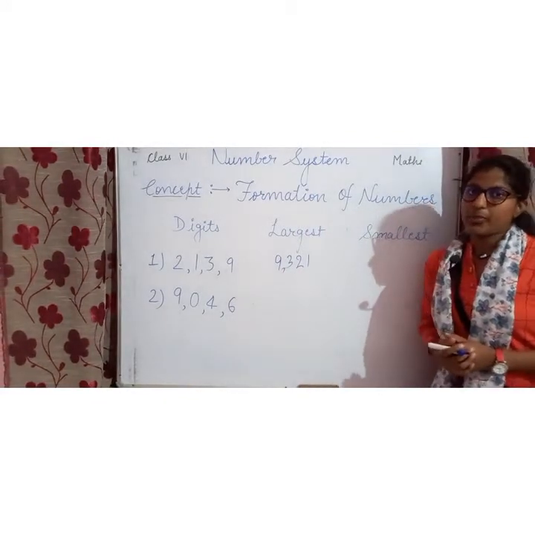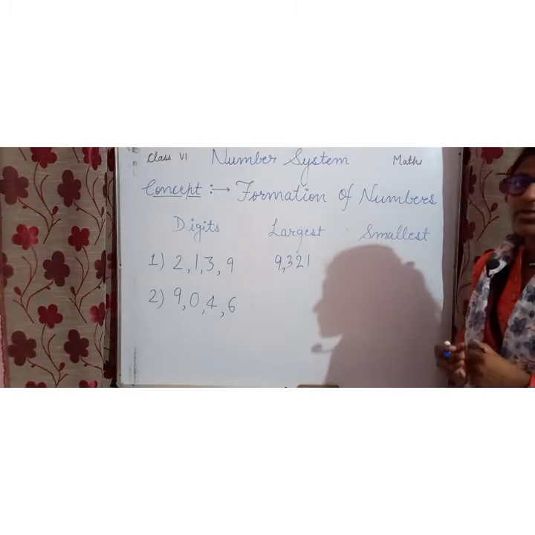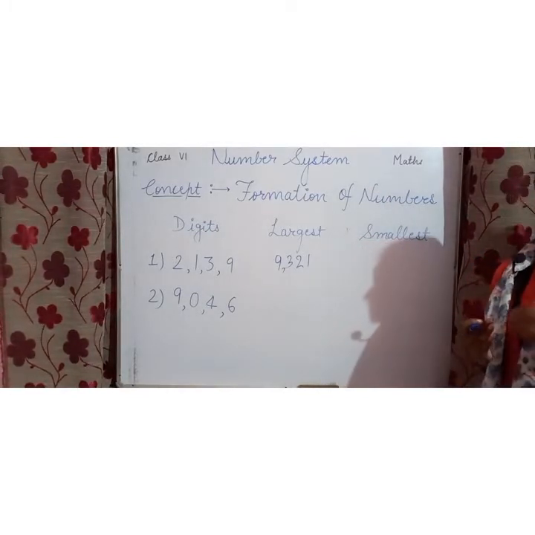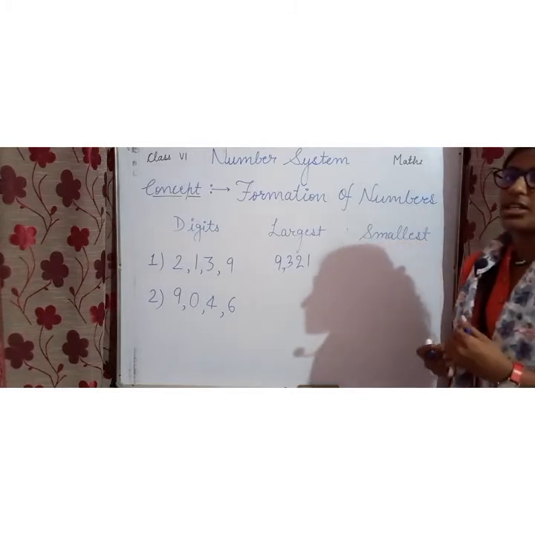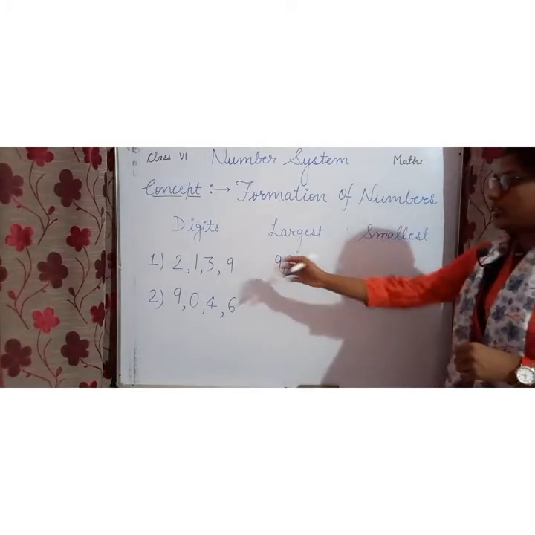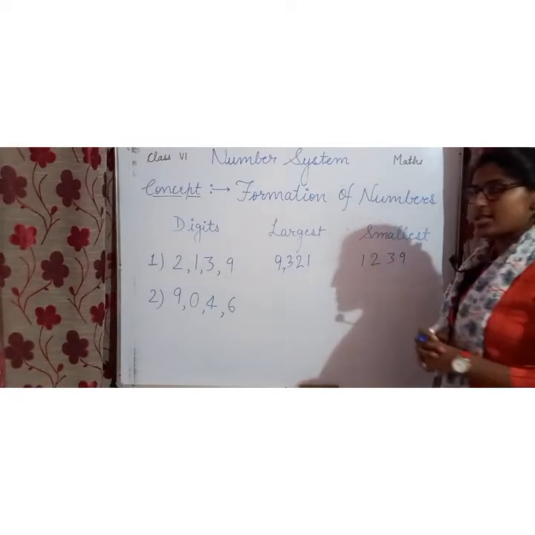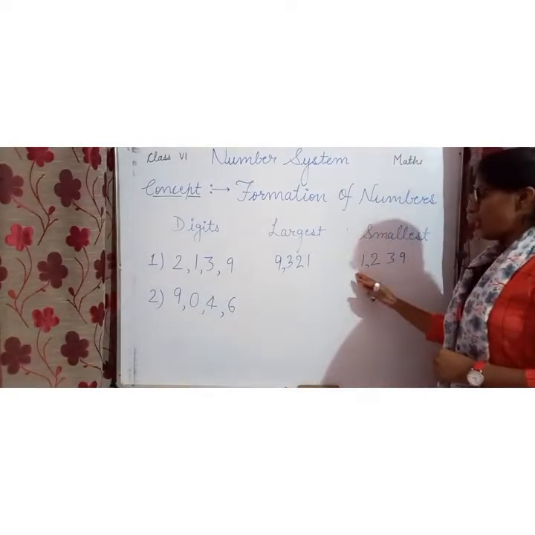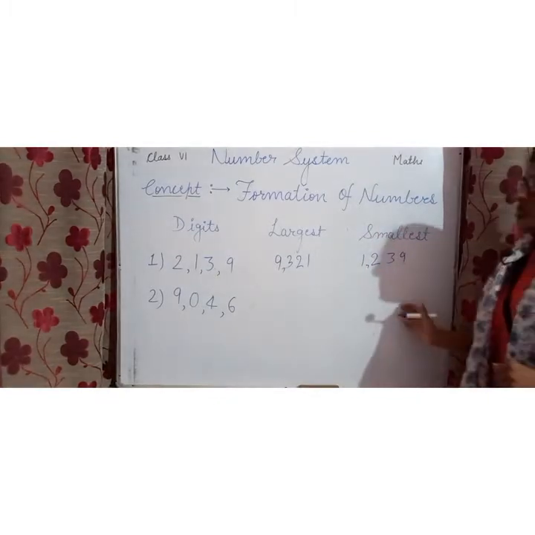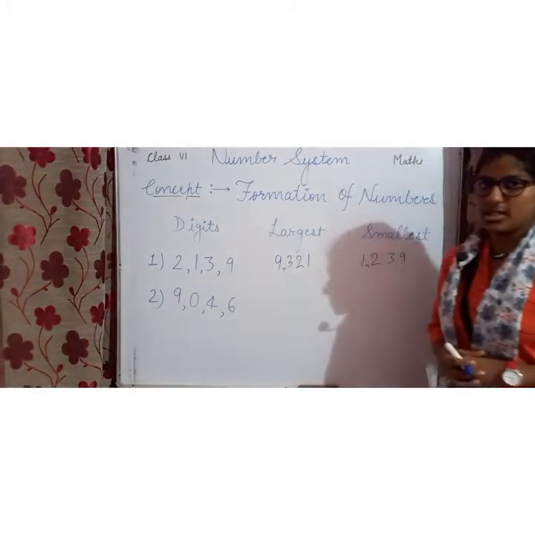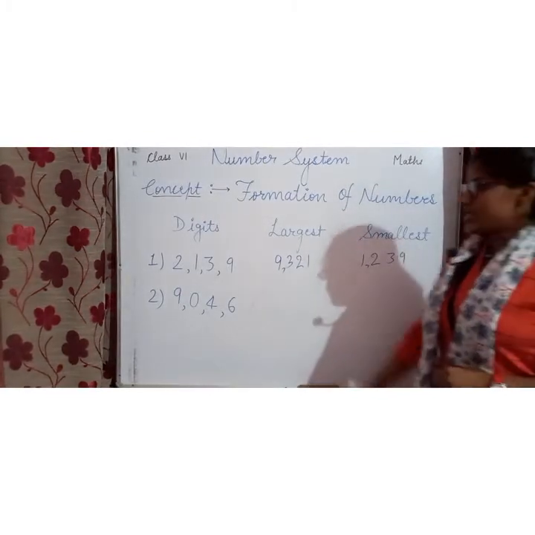The largest number. Now, how do we form the smallest? Firstly, we write the smallest digit, then larger, larger and larger. It means we write all the digits in ascending order: 1, 2, 3 and 9. This is ascending order. So, 1239 is the smallest number we form by using these digits. Okay.